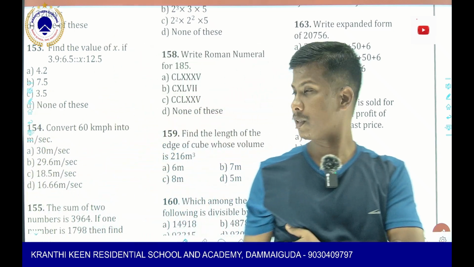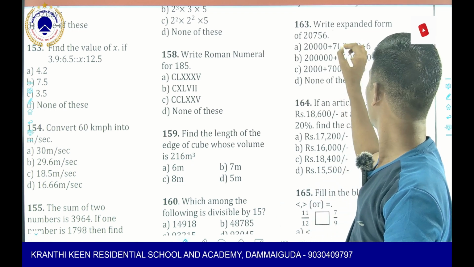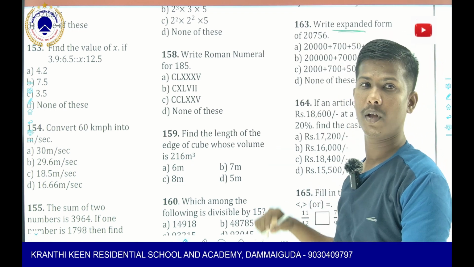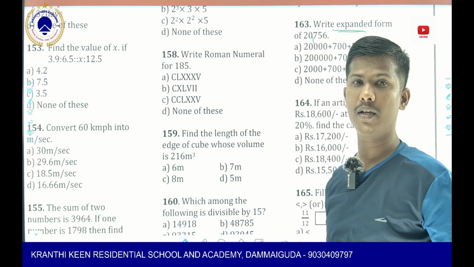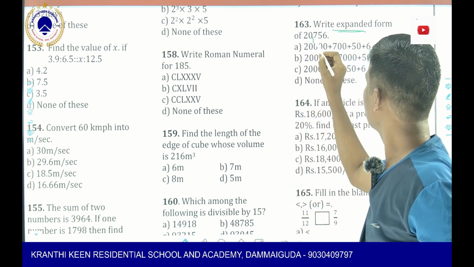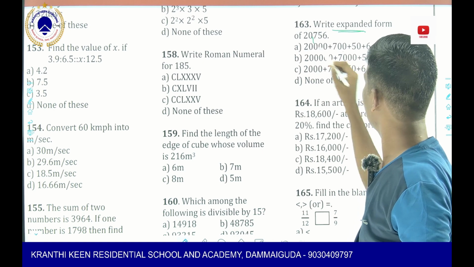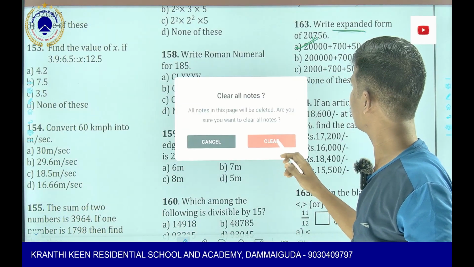Write the expanded form. This is one of the easiest questions they ask. You have to write the expanded form of 20,756. Okay, write it. Look at the options now. This is 20,000 plus 700 plus 50 plus 6. Question number 163, we get the right answer, option A. This is easy.